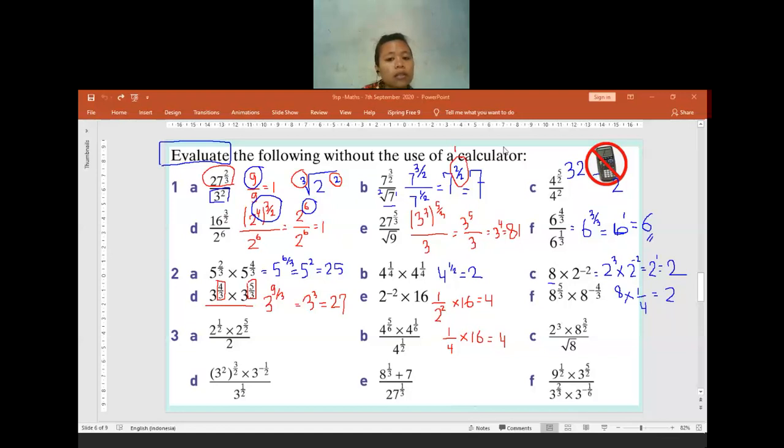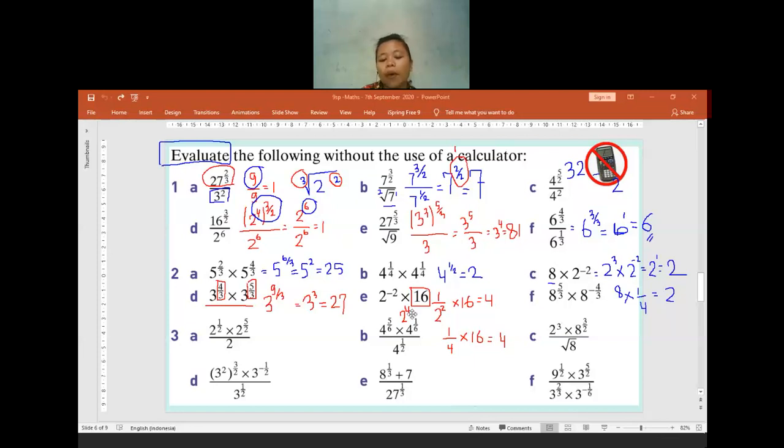Okay, I told you there are so many methods. You don't always have to change the negative index in here into a fraction. If you want to change the 16 into 2 to the power of 4, that is also okay. So now you will have 2 to the power of negative 2 times with 2 to the power of 4.